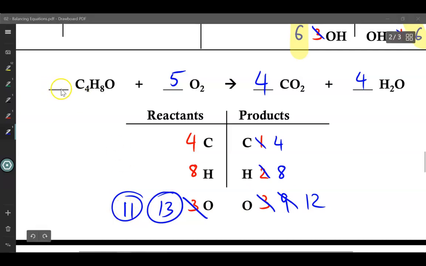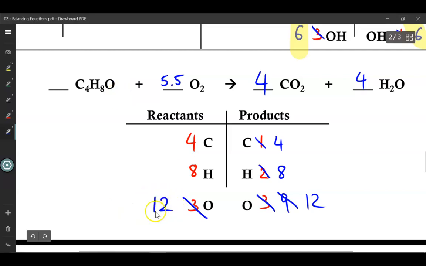But I don't want to play around with these numbers because then I would mess up my carbons and my hydrogens. So here's a little trick you can do in this specific situation when you're off by just 1 oxygen. We saw that 5 was not good enough, too low, and we saw that 6 was too high. So what's between 5 and 6? 5.5, 5.5 oxygen molecules. So let's recalculate. 2 times 5.5 is 11. 11 plus 1 equals 12. Now everything is balanced.